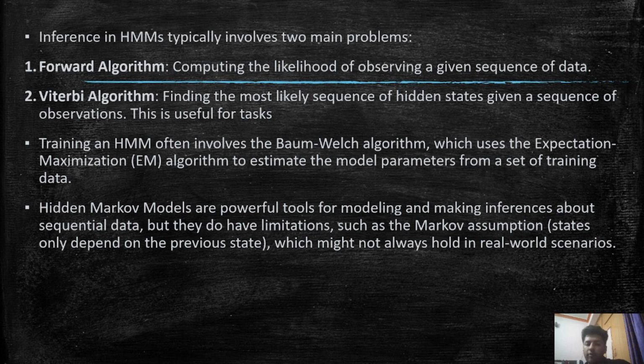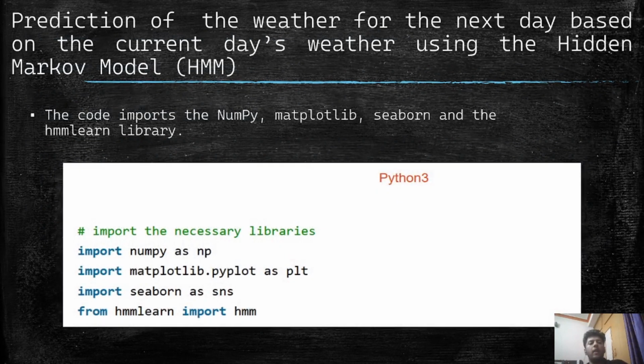And hidden Markov models are powerful tools for modeling and making inferences about sequential data, but they do have a lot of limitations such as the Markov assumption. That is, states only depend on the previous state and not on the states that have already occurred, which might not always hold good in real world scenarios.